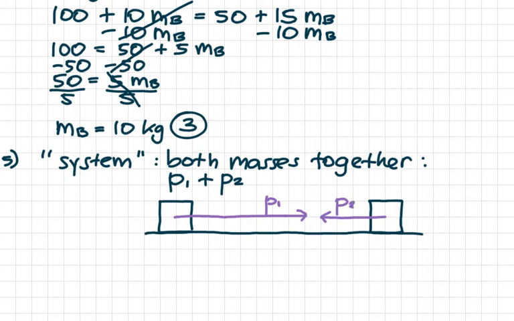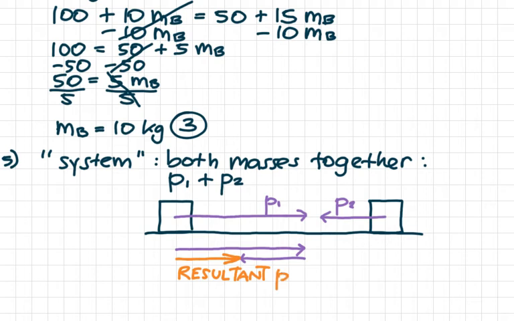of the two boxes. And if it's the sum of those together, I'm pretty much adding those two vectors. So there's the first momentum right there. And then the other guy going to the left, there's the resultant momentum right there.